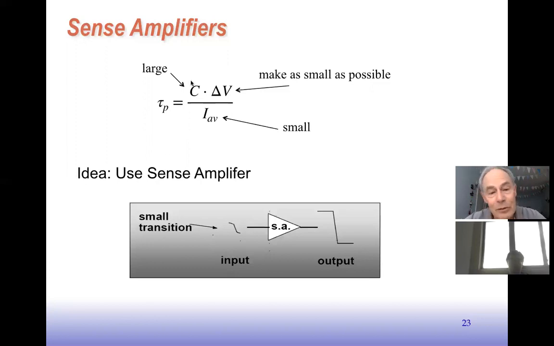So we can't really do much about those two, but what we can do is to live with a very small change of voltage. And the way to live with a very small change of voltage is to use a sense amplifier. A sense amplifier is a special circuit that can take a small voltage change and turn it into a large voltage change on its output. And we can do this effectively and reliably because we have differential signals. We have B and B bar.